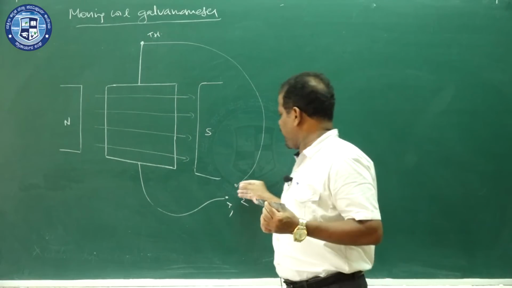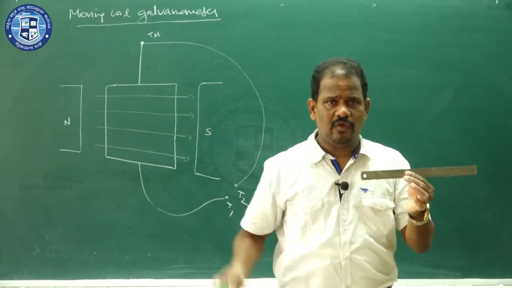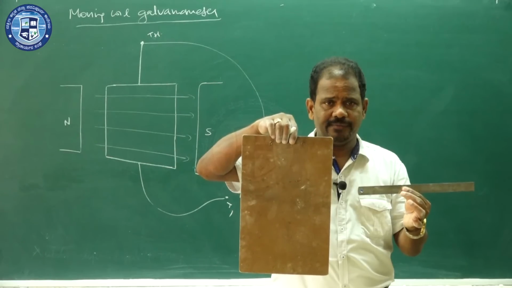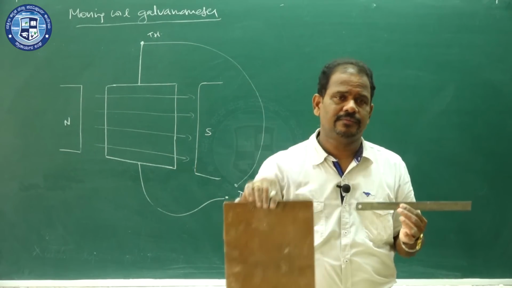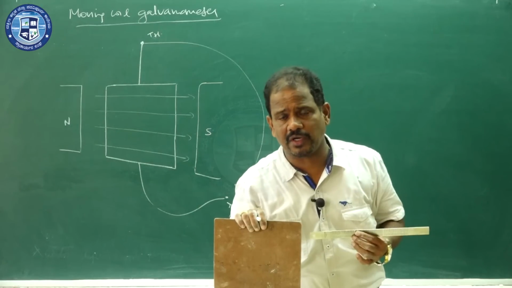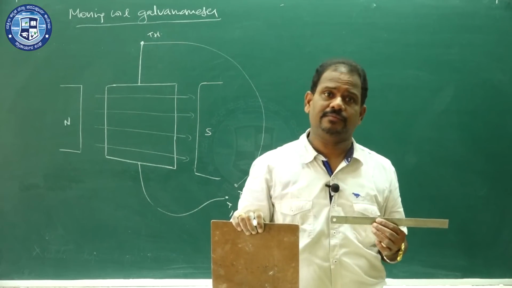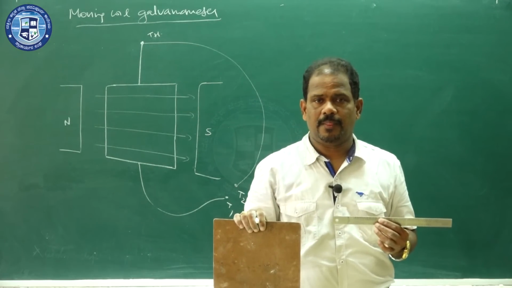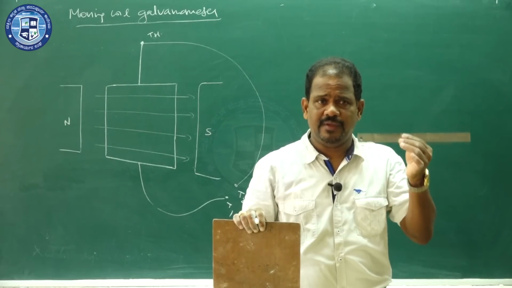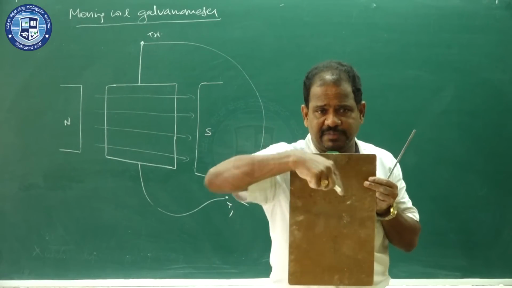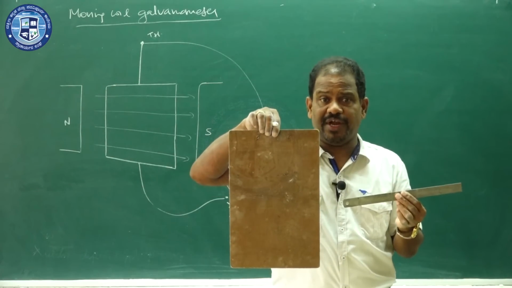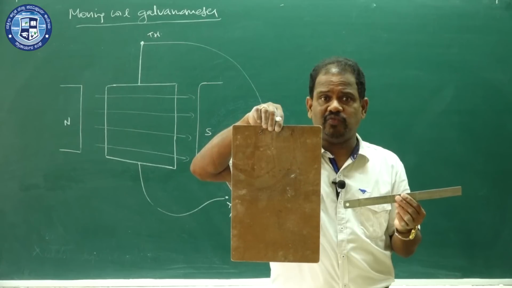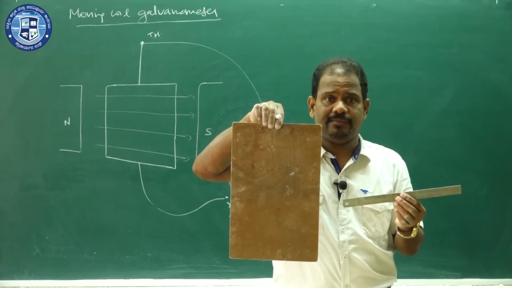When you pass current, what happens? The torque will act on this coil. And what is the formula for torque? Tau is equal to mB sin theta. This is the direction of the magnetic field. The magnetic dipole moment is always perpendicular to the coil. Therefore, in this position, theta is equal to 90 degrees. Sin 90 is 1. Torque is equal to mB.